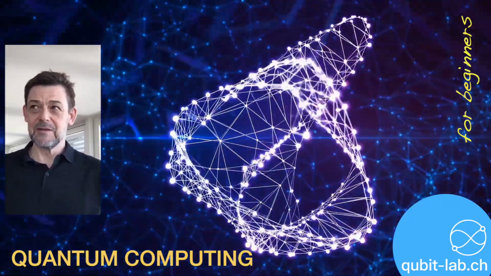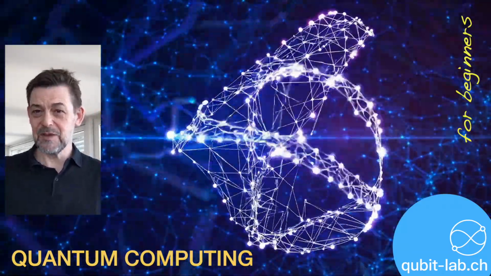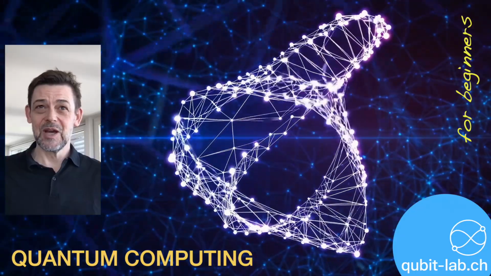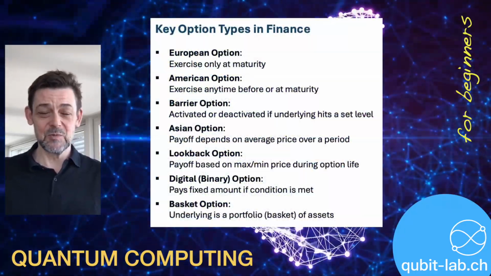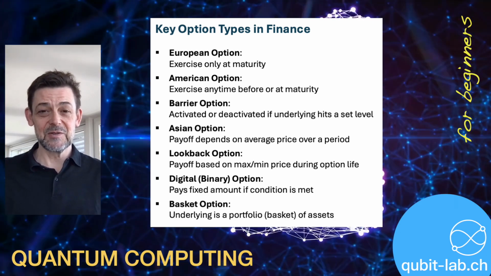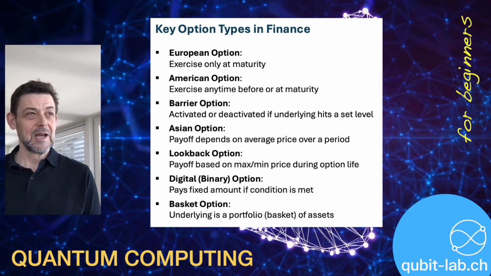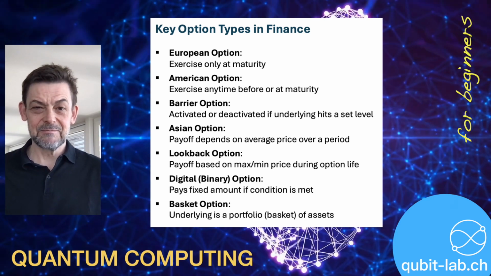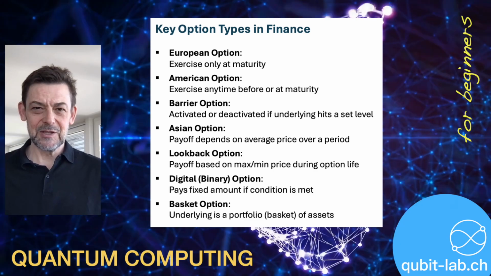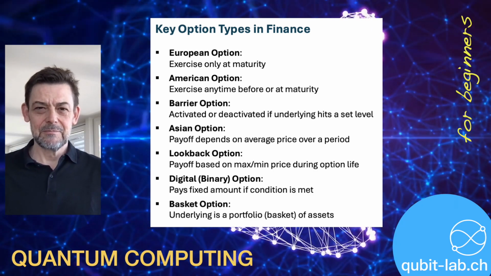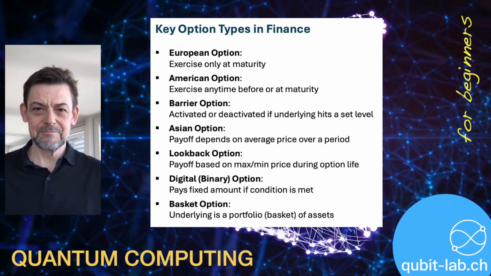Before we dive deeper, let's quickly look at the kinds of options that financial institutions typically price, because these determine how complex the pricing challenge becomes. A European option can only be exercised at maturity. An American option can be exercised at any time up to and including maturity. A barrier option is activated or deactivated if the underlying hits a certain level. An Asian option's payoff depends on the average price over a period.